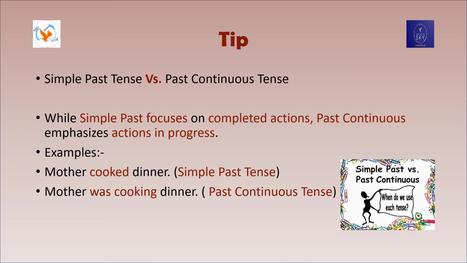Now it's time for the bonus tip. How to distinguish between simple past tense and past continuous tense. Please keep in mind, while simple past focuses on completed actions, past continuous emphasizes actions in progress. For instance, mother cooked dinner is a sentence of simple past tense and mother was cooking dinner is a sentence of past continuous tense.